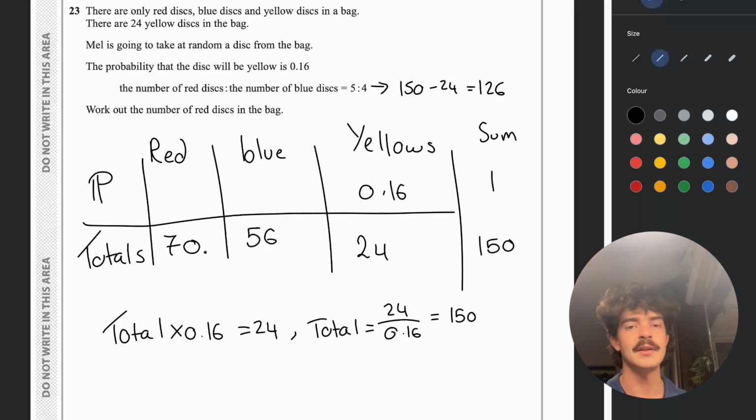Okay. So that's splitting a ratio into a total, and you could have done this slightly faster by doing 5/9 of the 126 to give red, and 4/9 of 126 for the other. Cool, and our objective was to work out the number of red discs in the bag. There it is, 70.